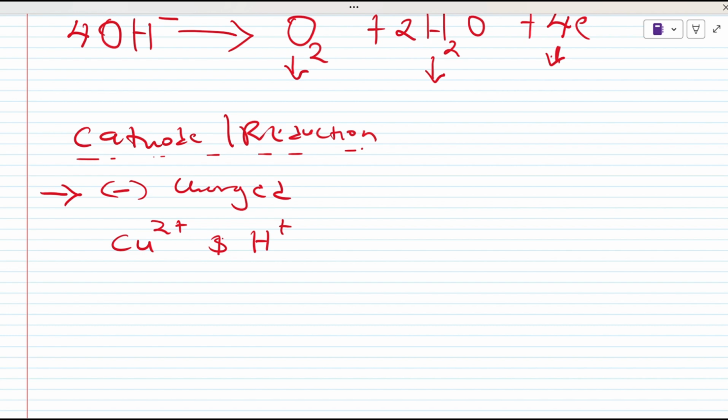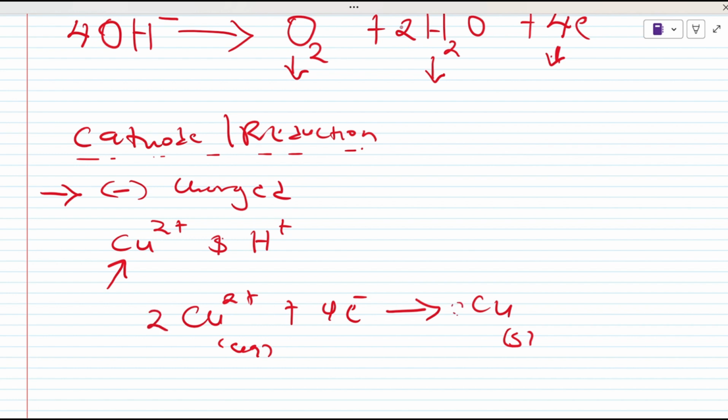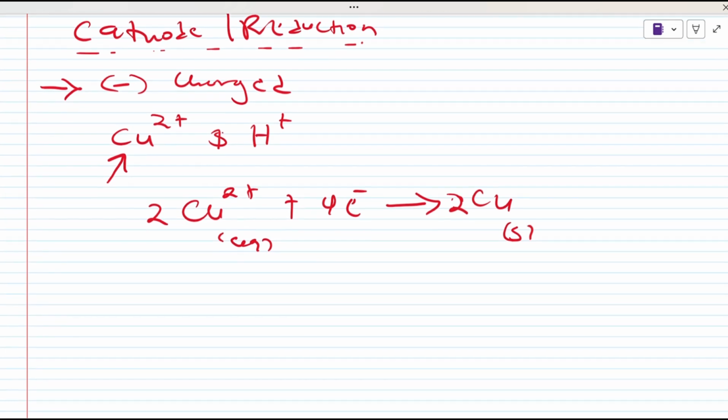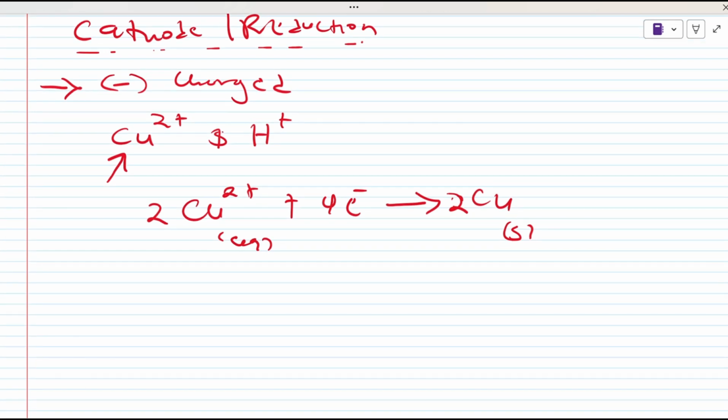Now, for that matter, hydrogen will not be reduced, but copper will. So I'm going to have a situation where copper must accept the 4 electrons that were donated to give us copper solid. And how do I balance that? Because this is aqueous, I put a 2 here, then a 2 there. It's going to justify the 4 electrons that were donated at the anode during the oxidation reaction.